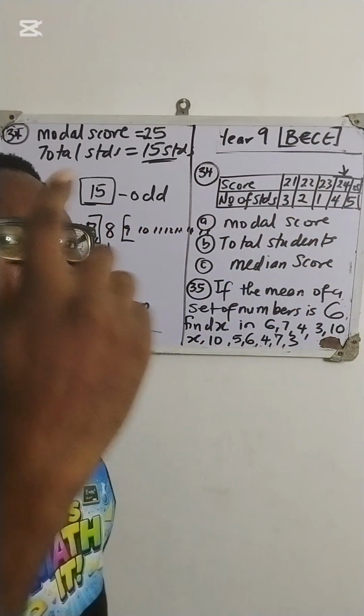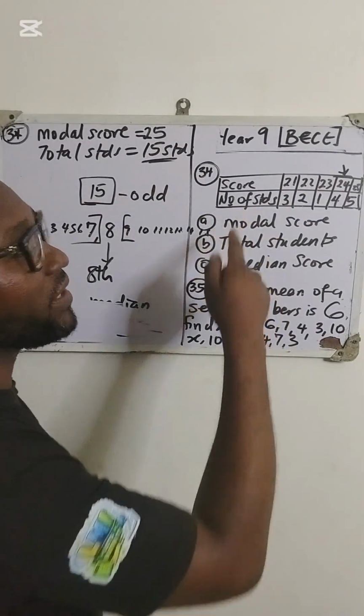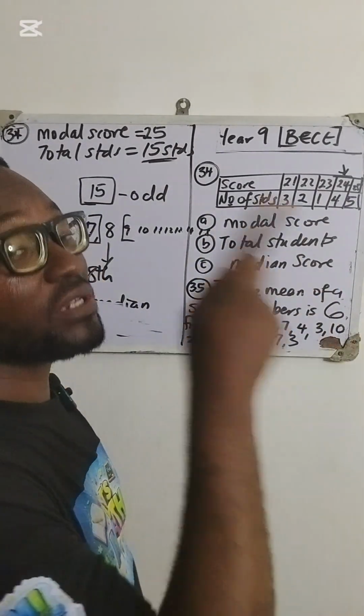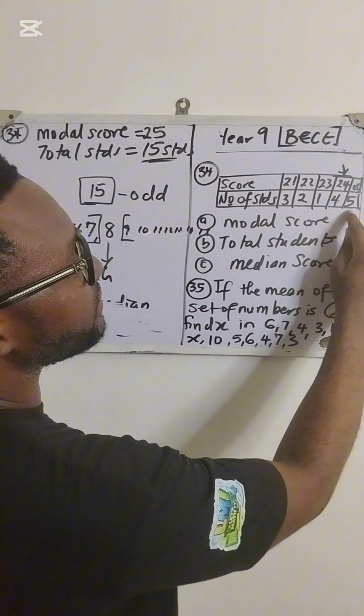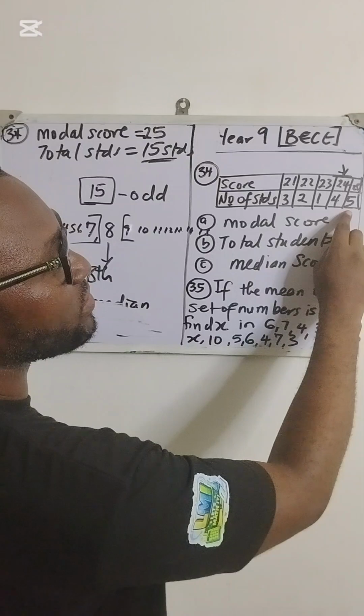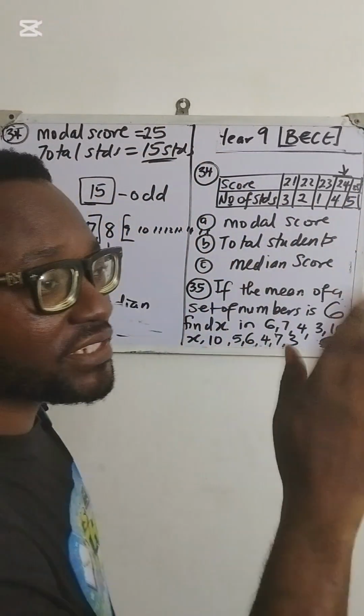Modal score. Modal score is the highest number of times something occurs. In this case, it is the highest number of students that scored a particular score. So the highest number of students is 5. And what's the score with the highest number of students? That's 25. So the modal score is 25.